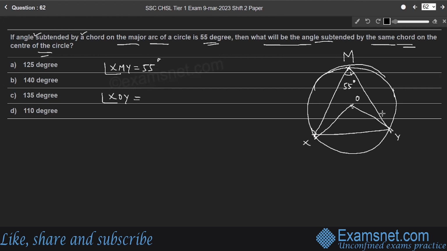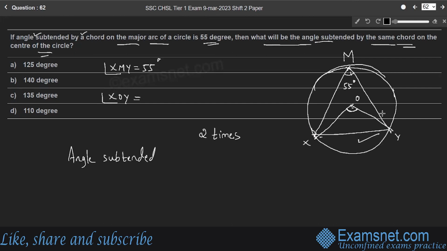Here the concept says the angle subtended on the center of the circle by a chord is 2 times the angle subtended by the same chord on any point on the circumference of the circle. So I'll repeat once again. The angle subtended on the center of the circle by a chord.